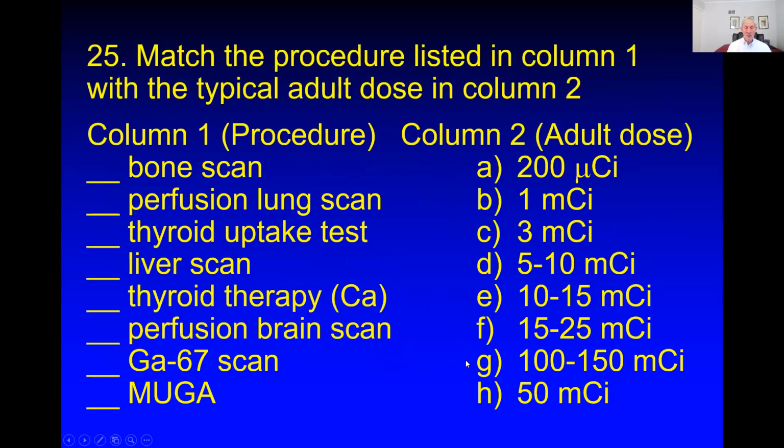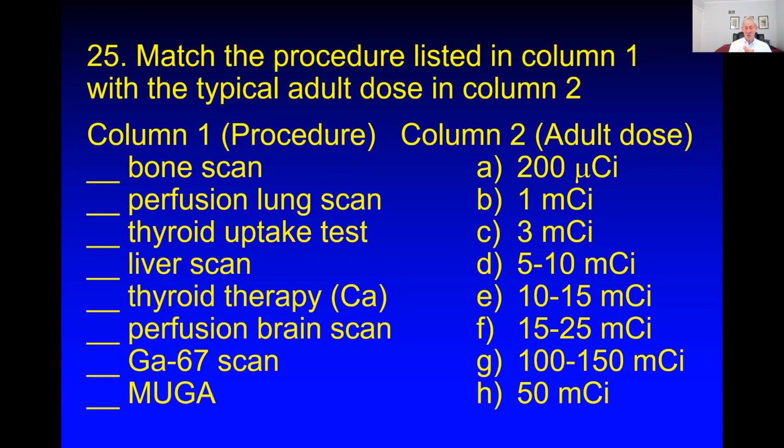Okay. All right. Let's match up the procedure with the adult dose. These are all adult doses. Some of these can be used more than once. Bone scan would be F, 15 to 25. Perfusion lung scan would be C, 3 millicuries. Thyroid uptake test would be A, 200 microcuries. A liver scan would be D. We usually give 8, but 5 to 10 is the correct answer.